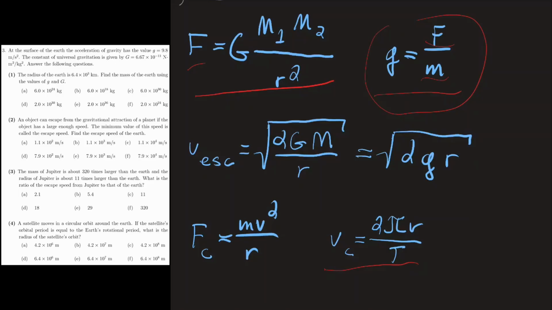So anyways, let's start with part 1, which says the radius of the Earth is 6.4 times 10 to the 3 kilometers. Find the mass of the Earth using the values of small g and big G. So we need to use our equations and rearrange them to find the mass of Earth.